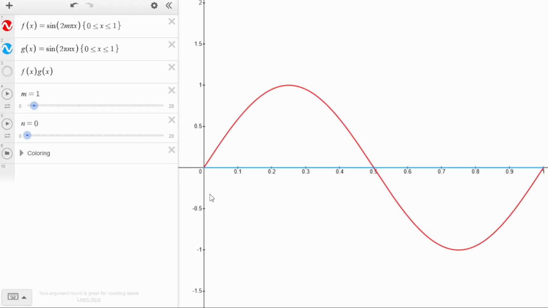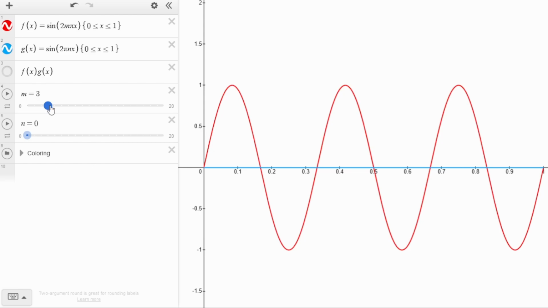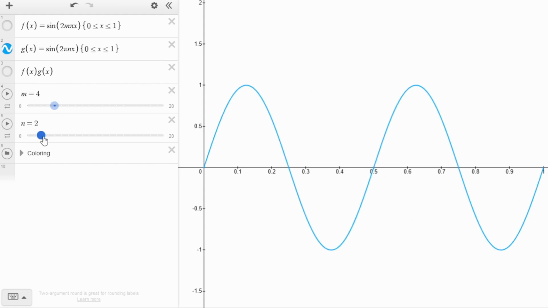Here you can see the function sine of 2 pi mx from 0 to 1. I want you to notice a special thing about this function. Here from 0 to 0.5, this function is positive, and from 0.5 to 1 it's negative. If I increase this value of m, you'll still see the same pattern. So positive here, negative here, positive here, negative here. And it stays the same for every value of m, of course. Here you can see the function sine of 2 pi nx, where the same thing happens, of course.